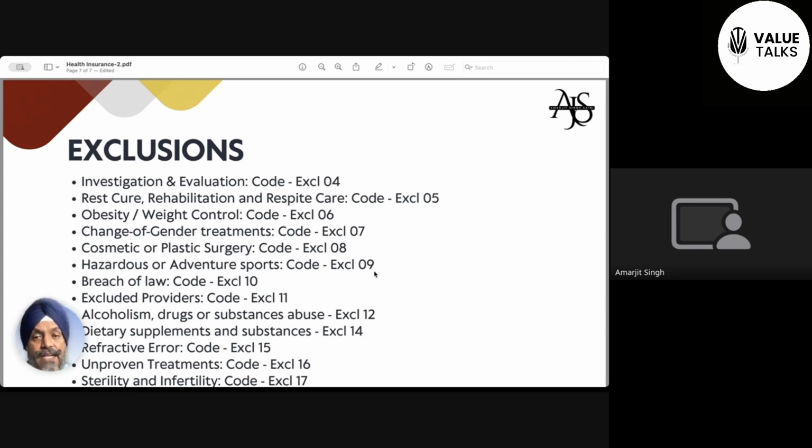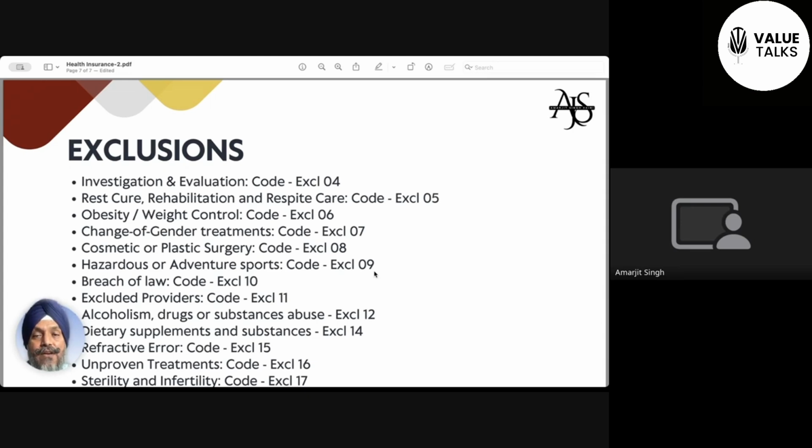Dietary supplements and substances are also not covered in policies. However, if it is a part of treatment, for example, somebody breaks a leg, there is a fracture, and now the doctor prescribes vitamin D, it is covered. But if somebody goes for treatment of acidity and ulcer, and the doctor prescribes vitamin D, then this claim will not be paid. I mean, dietary supplements will not be covered.